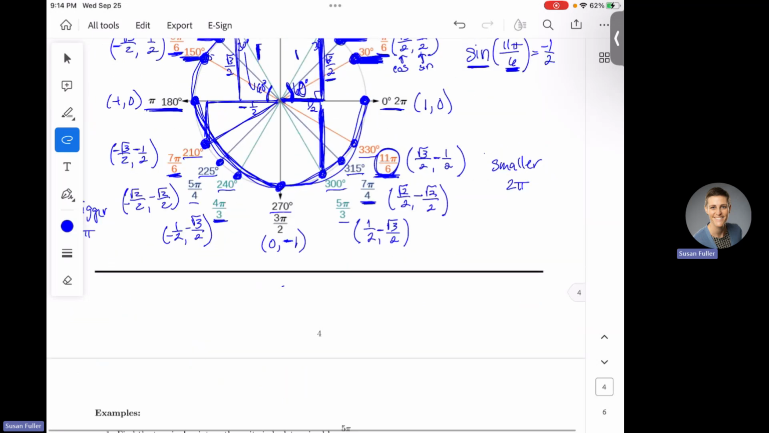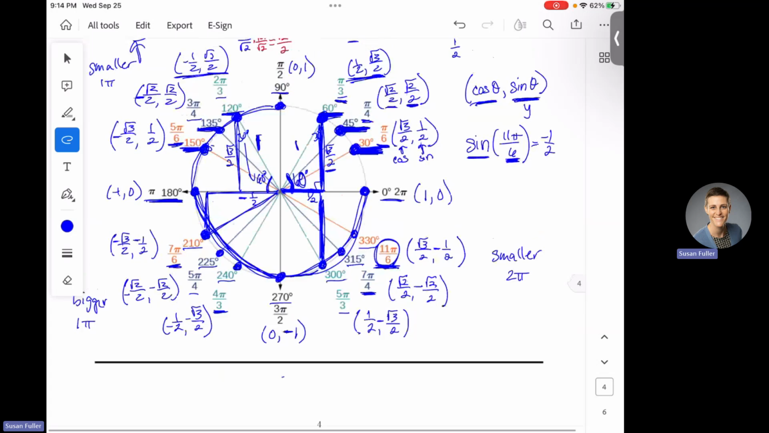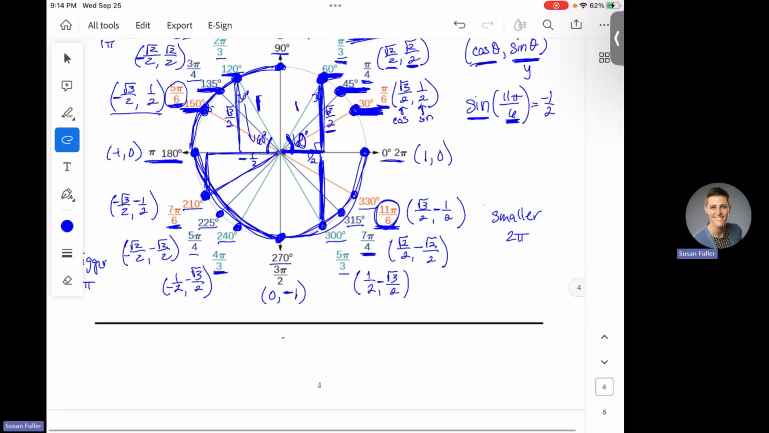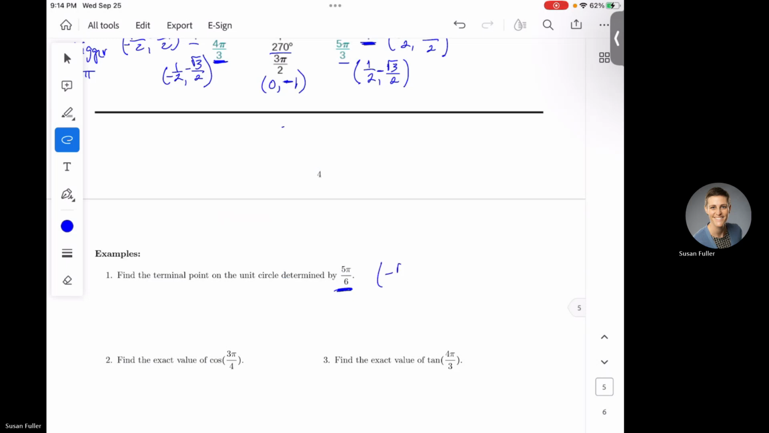So 5 pi over 6, this is a little bit smaller than 1 pi. So I'm going to look right before pi, and I'm here in quadrant 2. Here's 5 pi over 6, and its terminal point, its ordered pair here, is negative root 3 over 2, 1/2. And that's all they're asking for.